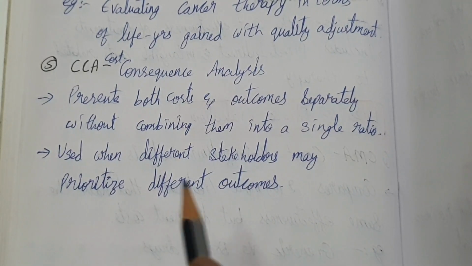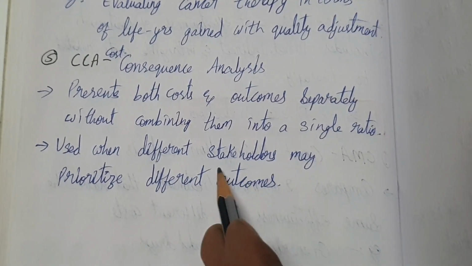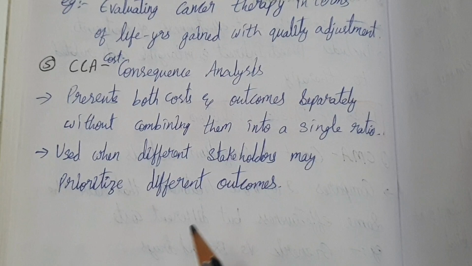And the final one is CCA, cost consequence analysis. In this, we list costs and outcomes separately without merging them into one number. It is useful when different stakeholders like patients, hospitals, or governments care about different priorities.